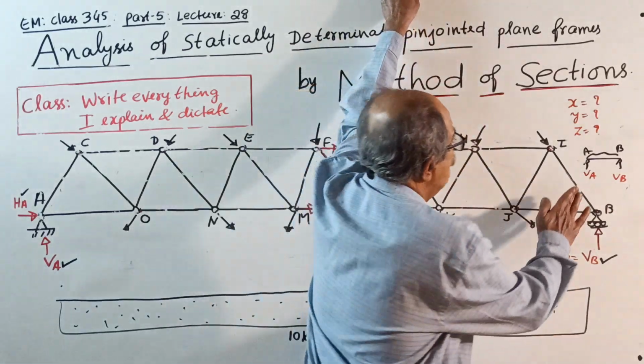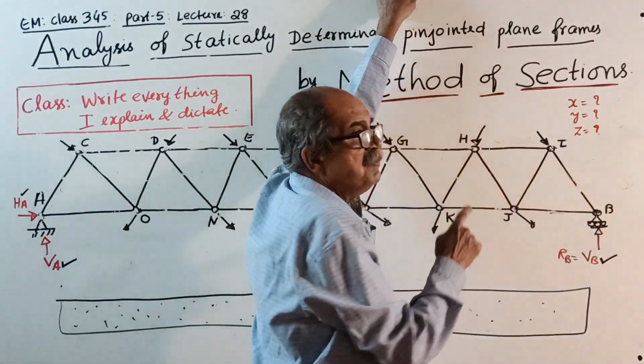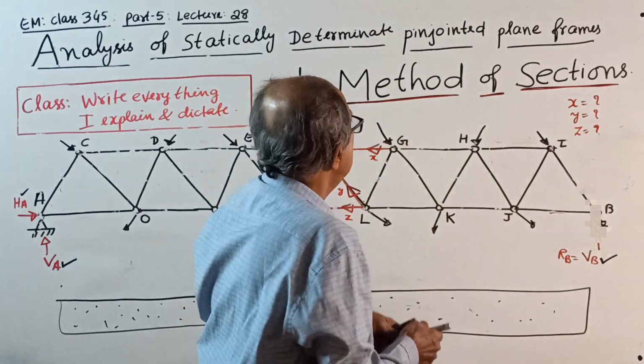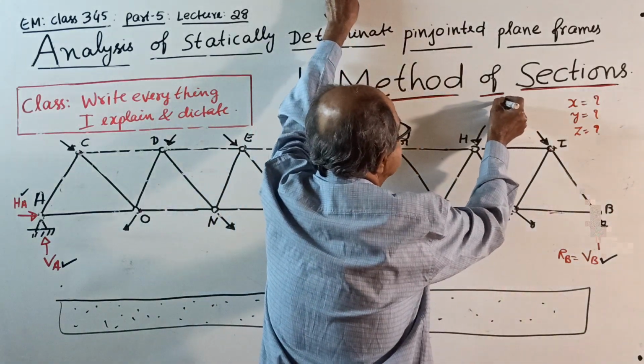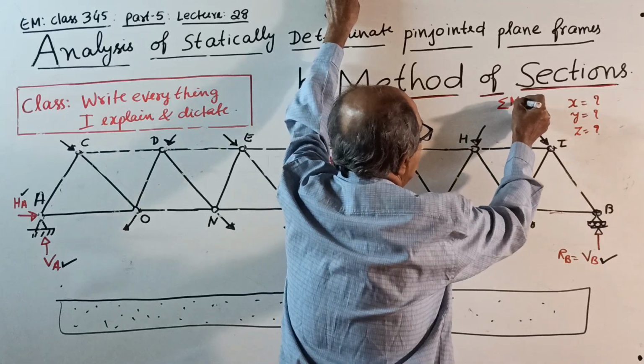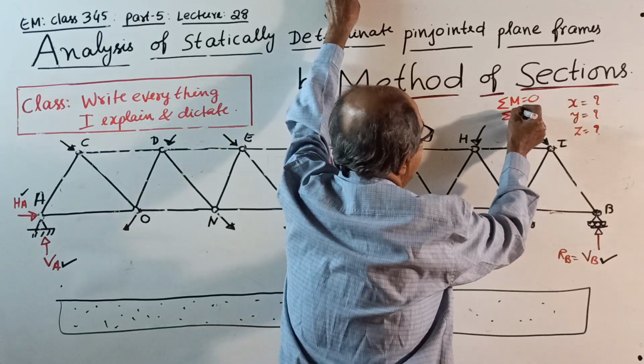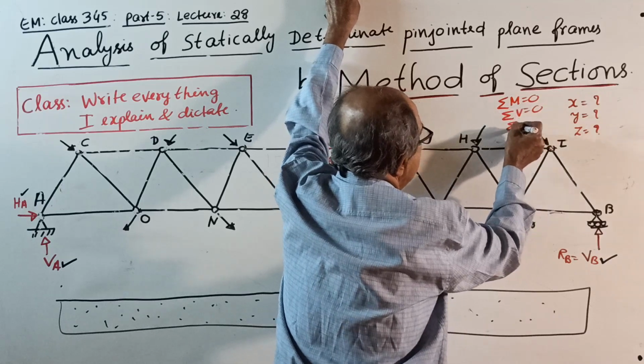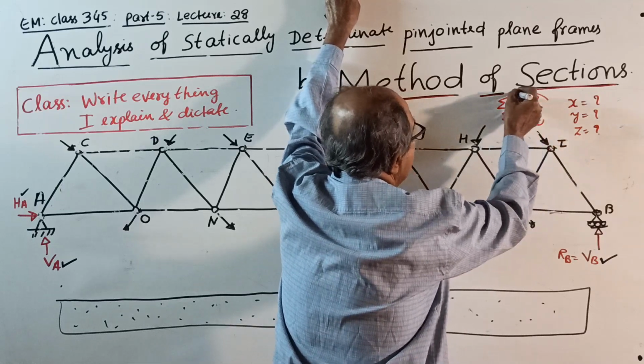So, now, when you go to method of sections, you have 3 equilibrium conditions. Sigma M equal to 0, sigma V equal to 0 and sigma H equal to 0. All 3 are applicable. See?